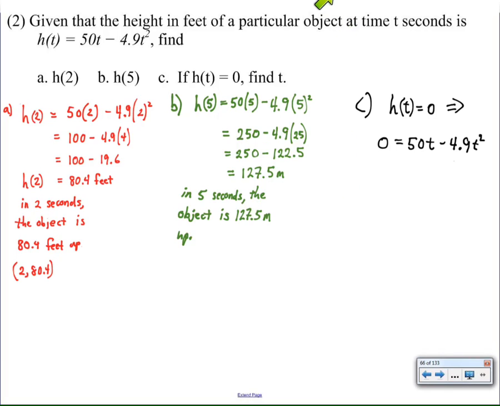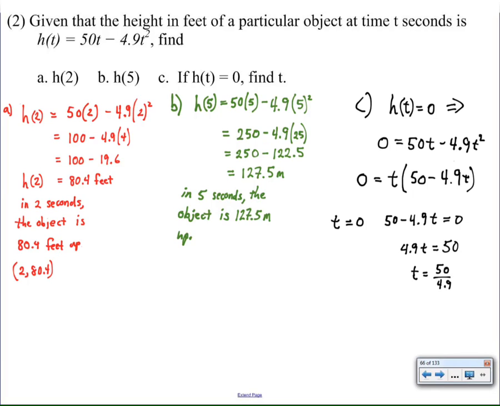But if the object is launched into the air, it's probably going to come back down again, so there has to be another solution. Don't worry, you're not going to be tested on this right away, but this is the way you do it. You factor out the common factor of t, and then I can separate these into 2 different equations. I get t equals 0, which we already knew, and then I can solve this equation using basic algebra to find that t is about 10.20 seconds.